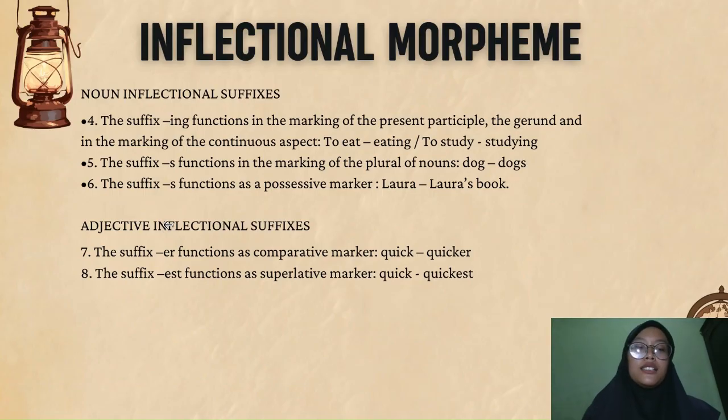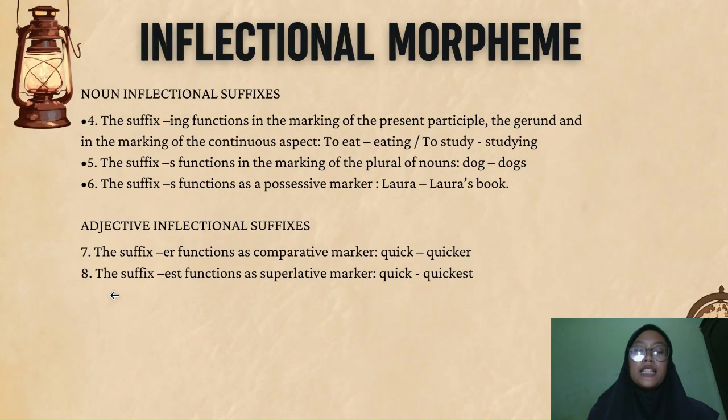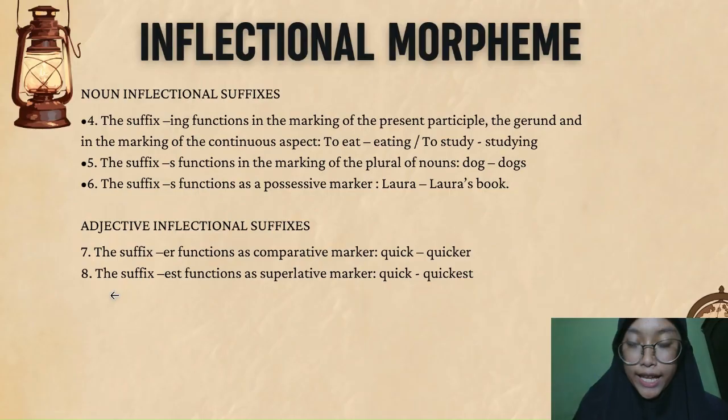Dog becomes dogs. The suffix 's functions as a possessive marker. Laura becomes Laura's, Laura's book. And the adjective inflectional suffixes: the suffix -er functions as a comparative marker, quick becomes quicker. The suffix -est functions as a superlative marker, quick becomes quickest. These don't change the category of the base morpheme, only making it grammatically correct.